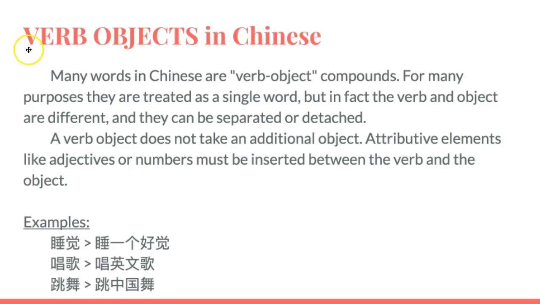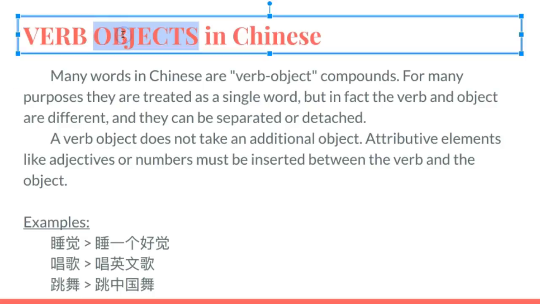Now remember, a verb is an action. An object is what the thing is that the action is done to or done upon. For example, to sing a song or like to read a book, right? The read is the verb and book is the object.